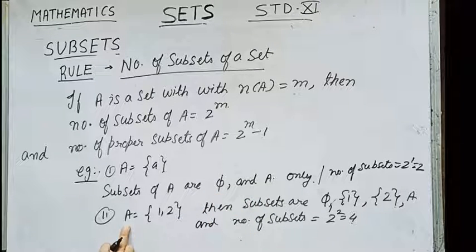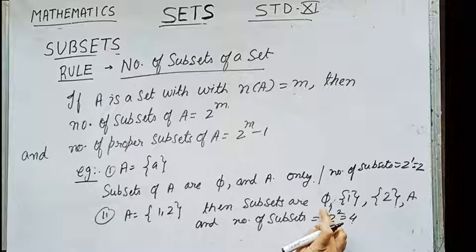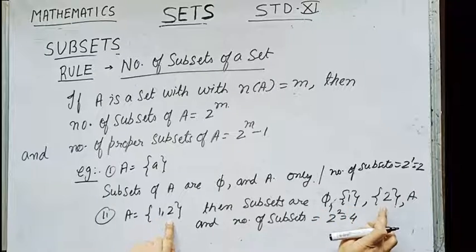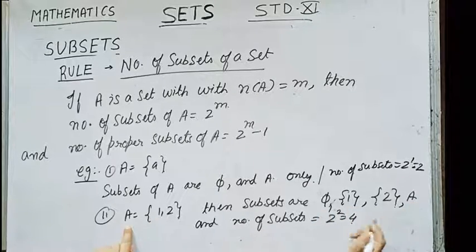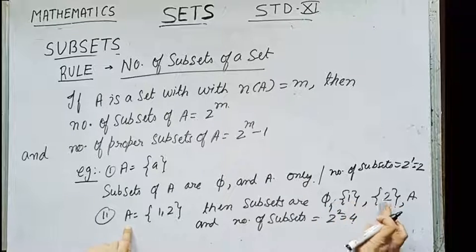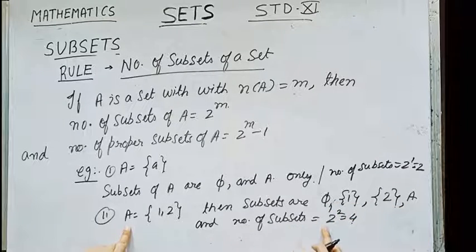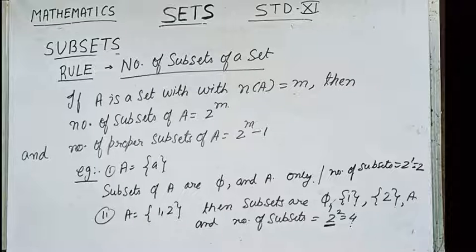Again, one more example I have taken. If set A equals the set containing 1, 2, then the subsets are the empty set, the set containing 1, the set containing 2 and the set A itself. So the number of the subsets is 1, 2, 3, 4. The number of the subsets is 2 to the power 2, that is 4, by the formula, and this I have written over here. So now children, you understand the concept of the set, the subsets, the number of the subsets. Now the total collection of subsets a set can have is given a new name, that is the power set.